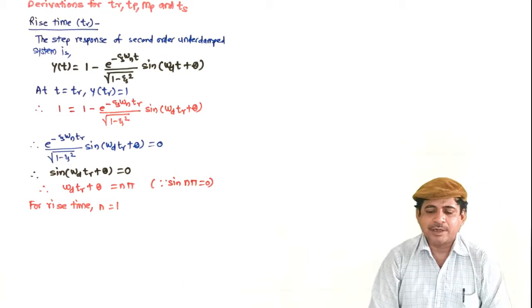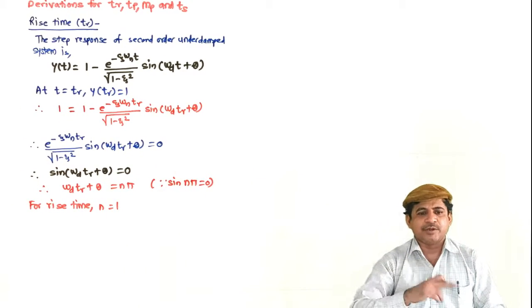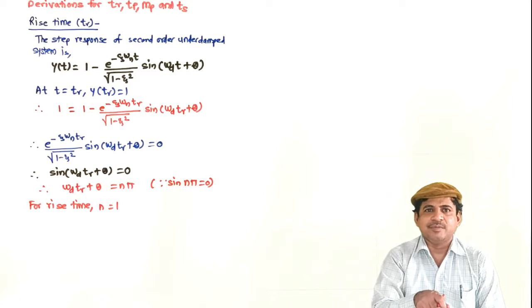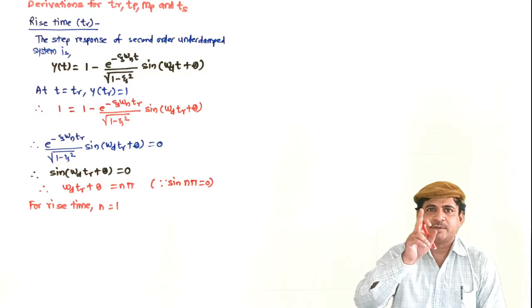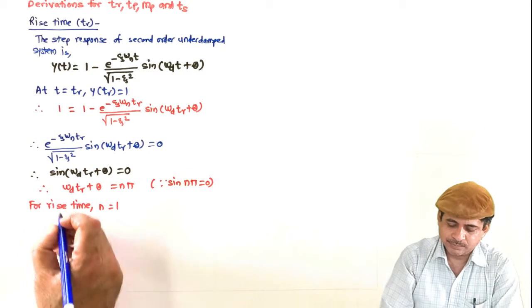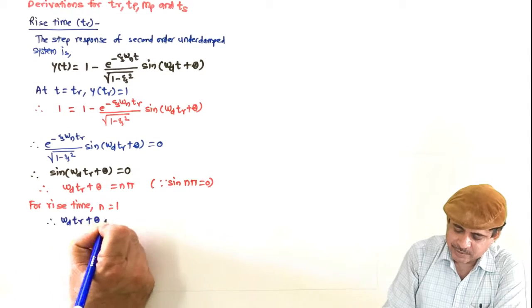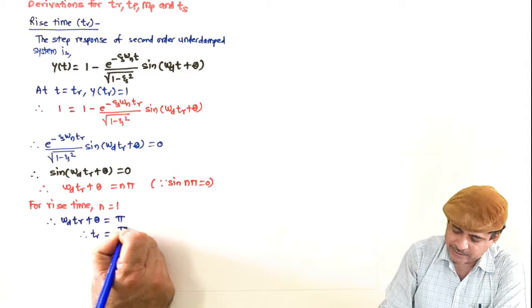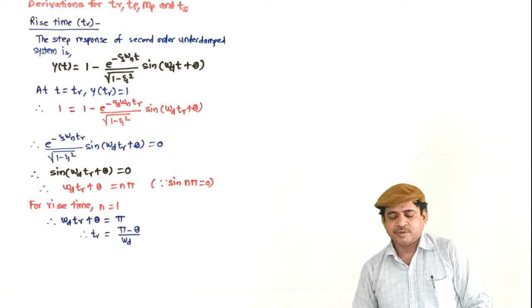And for rise time, n equal to 1. Why? Because this response will reach the steady state value 1 a number of times, every time it comes back during the oscillations. But what we said is that rise time is the time when the system reaches 100% of the steady state at the first attempt. So for the rise time, n is equal to 1, and so omega d tr plus theta is equal to pi. So tr is equal to pi minus theta by omega d. Proved. Very simple.